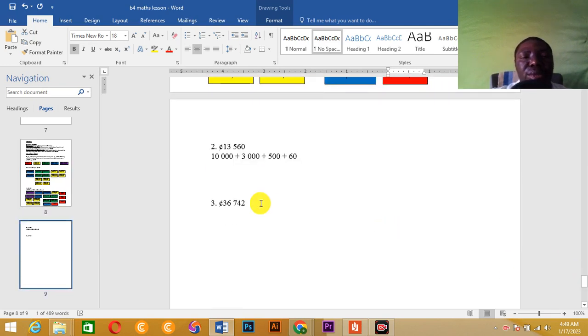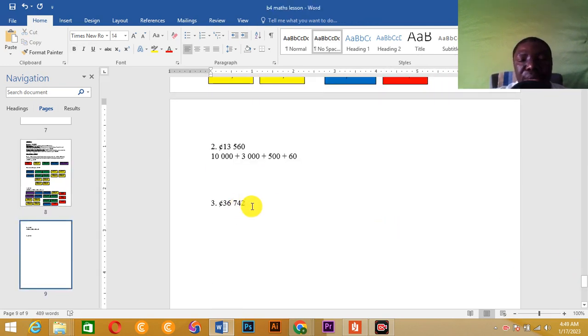Here too, when you expand, you realize we need 3 of the 10,000, 6 of the thousands, 7 of the 100 cedi, 4 of the 10 cedi, and 2 of the 1 cedi. Very simple, as simple as that. I hope you understand it and you can do it.